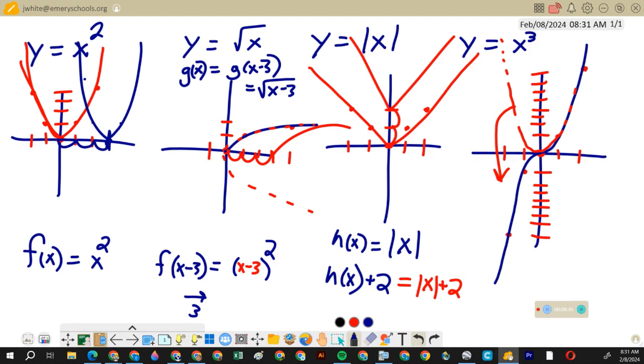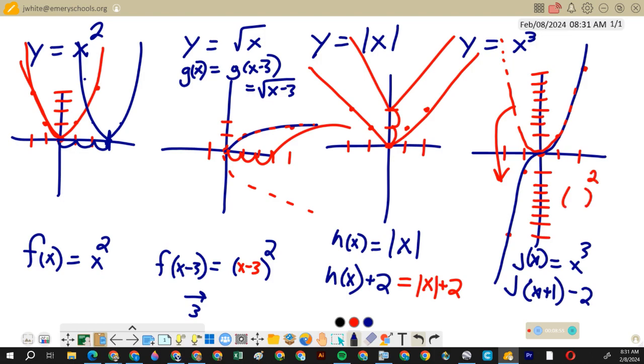Now it is possible to do both transformations. So let's say this is j of x, x to the third. It is possible to have j of x plus 1 minus 2. So that would be an x plus 1 on the inside and a minus 2 on the outside. So the inside is going to shift left 1. So we'll go this way to there. That's the x plus 1. And then the minus 2 should be down 2. So that is my vertex. And then the graph has the same shape.